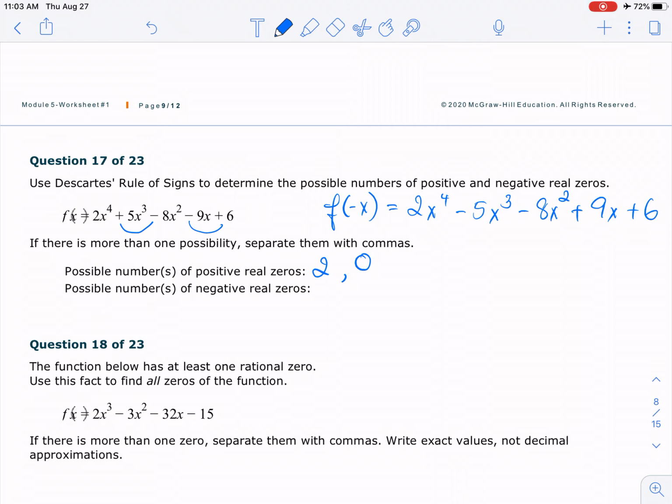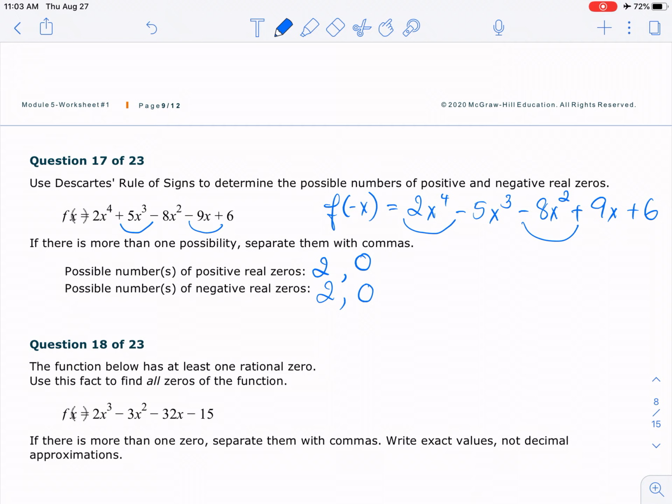Now, we have a positive to a negative, so that's one change. And then we have a negative to a positive, that's another change. So we have 2. And then same thing, I have to take away 2. So there's a possibility that we have 0 positive and 0 negative real zeros.